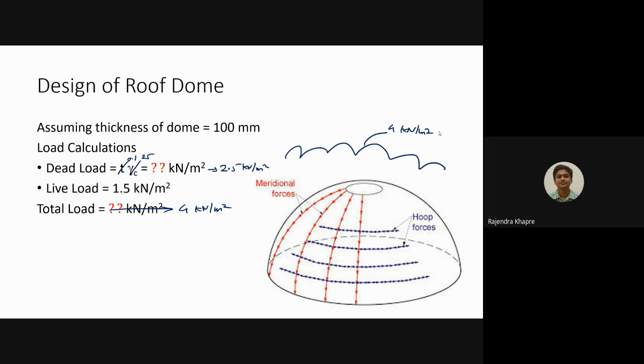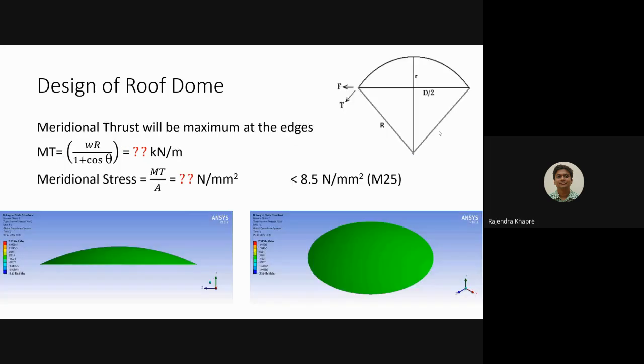Apart from that, there will be hoop stresses. Hoop stresses will be developed because, due to the application of the load, the dome will be expanding. Because there is an expansion, there will be an increase in the diameter, and because of that there will be a hoop tension. So now we have to take care of both these stresses: one is the meridional stresses and the second one is the hoop stresses. Let us see one by one.